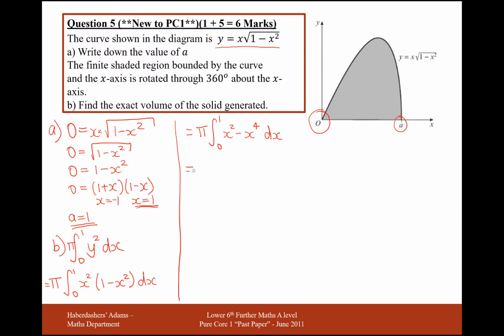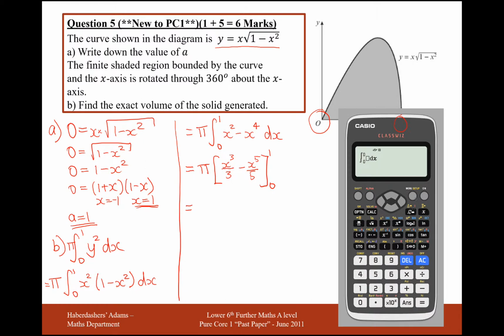We can now integrate these. Pi times, okay, so square brackets coming in now. The integral of x squared is x cubed over 3. The integral of x to the 4 is x to the 5 over 5, between 1 and 0. And using our calculator, we can actually do most of this using the integral button on our calculator.